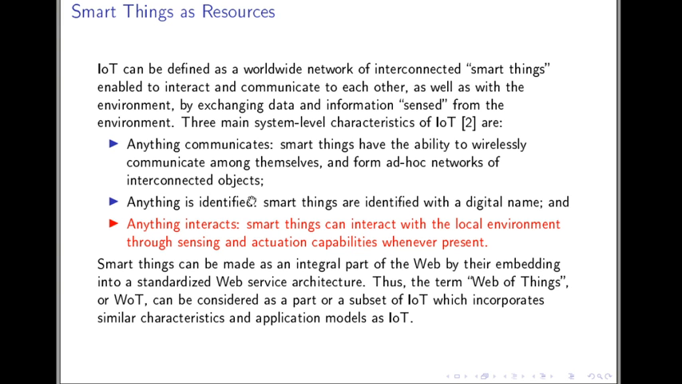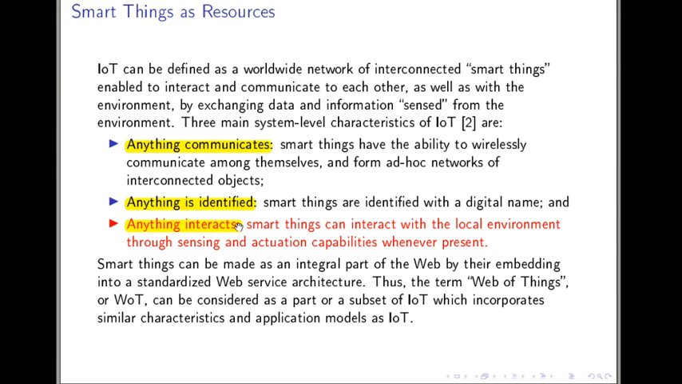So if you look at the resources and compare the smart things and the resources, we have the similarity that anything is identified, anything interacts, the resources are linked with one another, anything that communicates. These smart things communicate with other smart things. So we have resources as hypermedia. So we can access one resource, and we can change the state from one resource to another resource. And then anything can interact: a resource can interact with the environment.